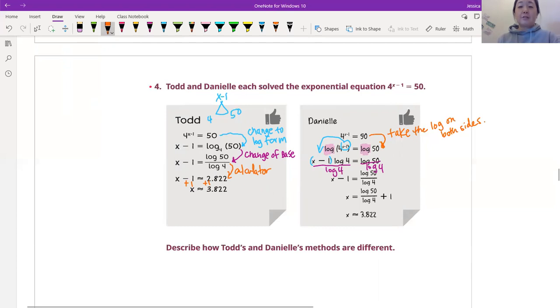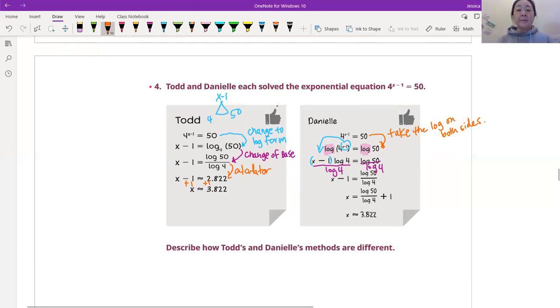Good job, Todd. So if you look at Danielle, she doesn't do it that way. The big difference here is the logs on both sides. So she took the log on both sides, log and log. And then, look at the exponent. Remember, the exponent has to multiply. So here's the multiply on the outside.